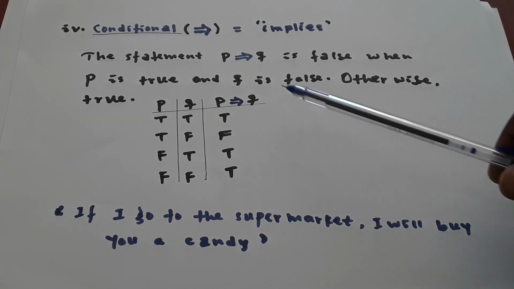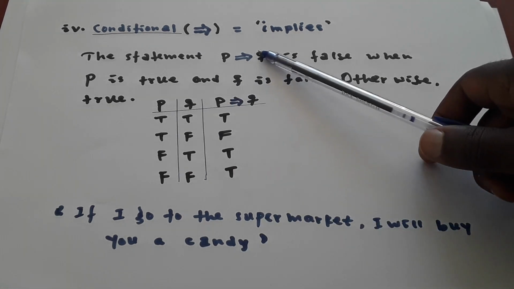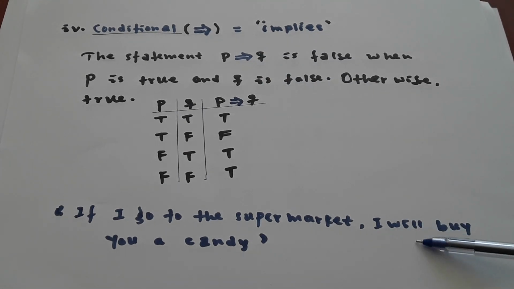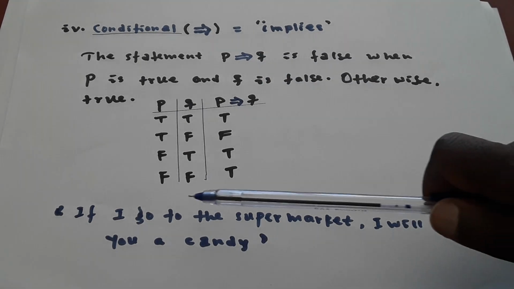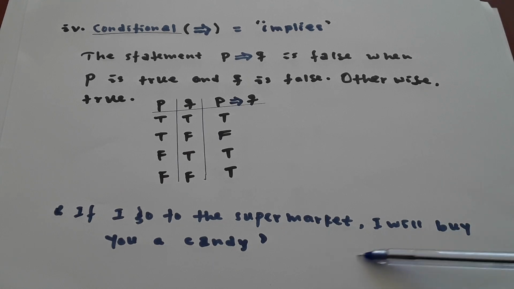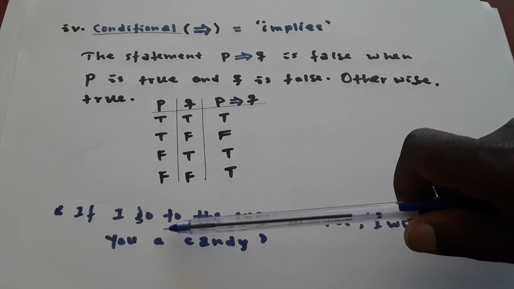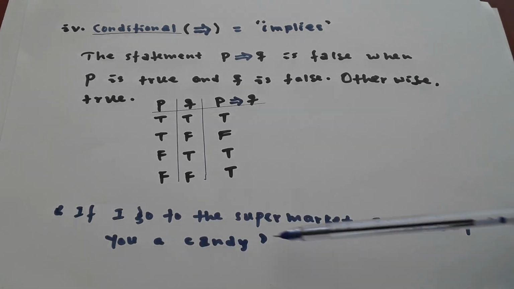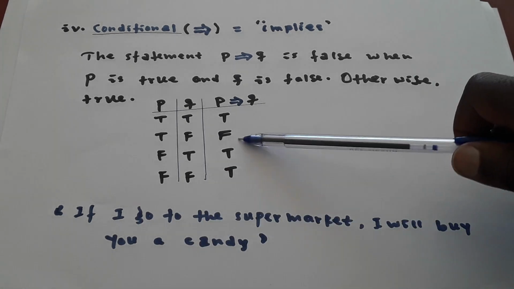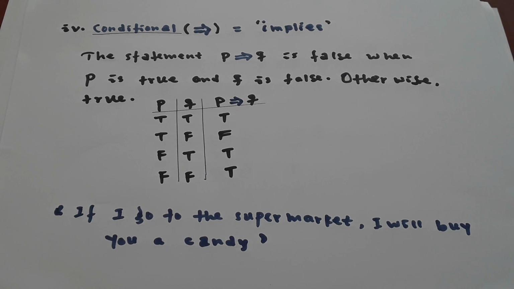That's why, if you represent the second statement as Q and this as P, only if Q is false, meaning she doesn't buy, and P is true, she goes to the supermarket, then true implies false is false. We have only one option.